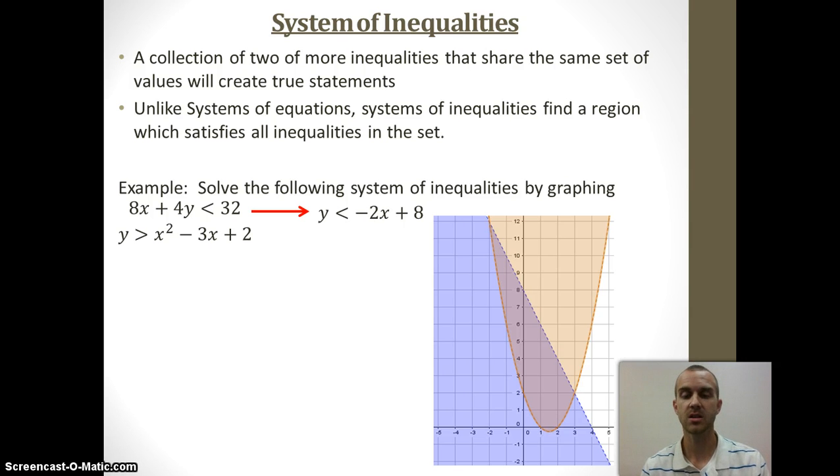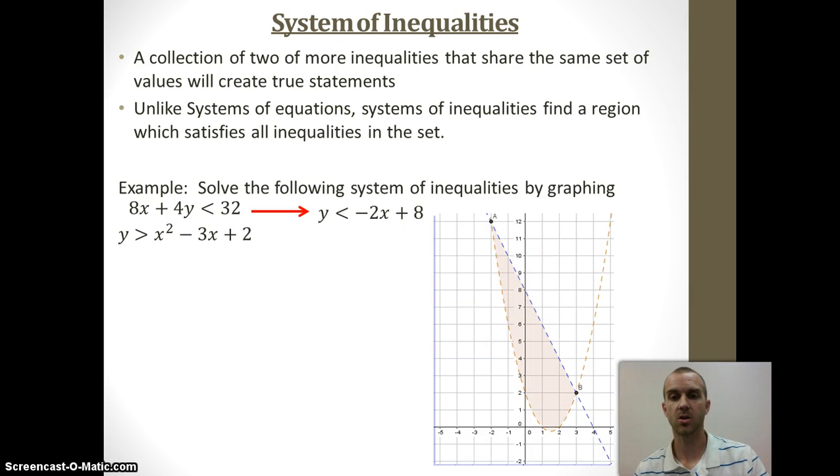And what I'm looking for with this system is where those two intersect each other. Where are the shading areas intersecting? And what I recognize is that that occurs right here in this small region. So everything inside the region, excluding the lines, will be considered the solution to the system of inequalities.